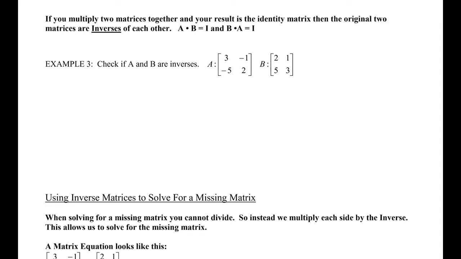If you multiply two matrices together and your result is an identity matrix, then the original two matrices are inverses of each other. So you must check that A times B equals the identity and that B times A equals the identity. So we're going to check and see if these two matrices are inverses of each other. So first I'm going to check A times B.